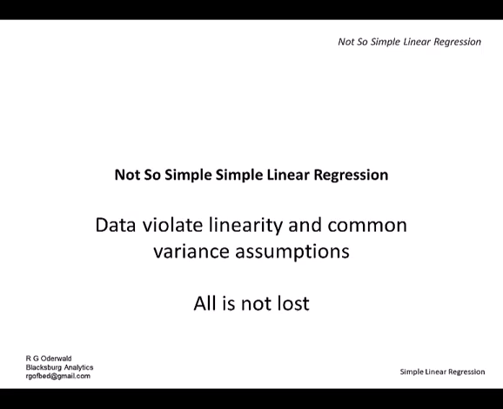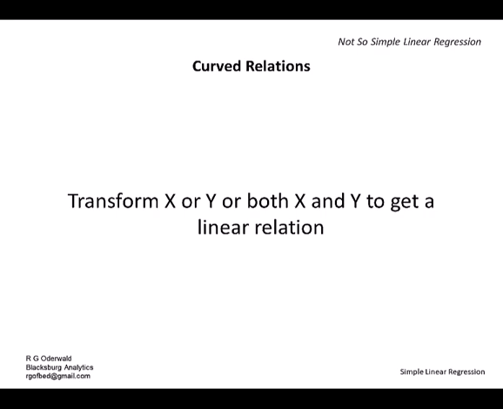Simple linear regression's basic assumptions are linearity and common variance of y across all values of x. Some data that don't fit these assumptions can still be handled with simple linear regression, but have to be handled differently. Linearity is the most commonly violated assumption. In some instances, we can transform x or y, or both, to make a linear relation.